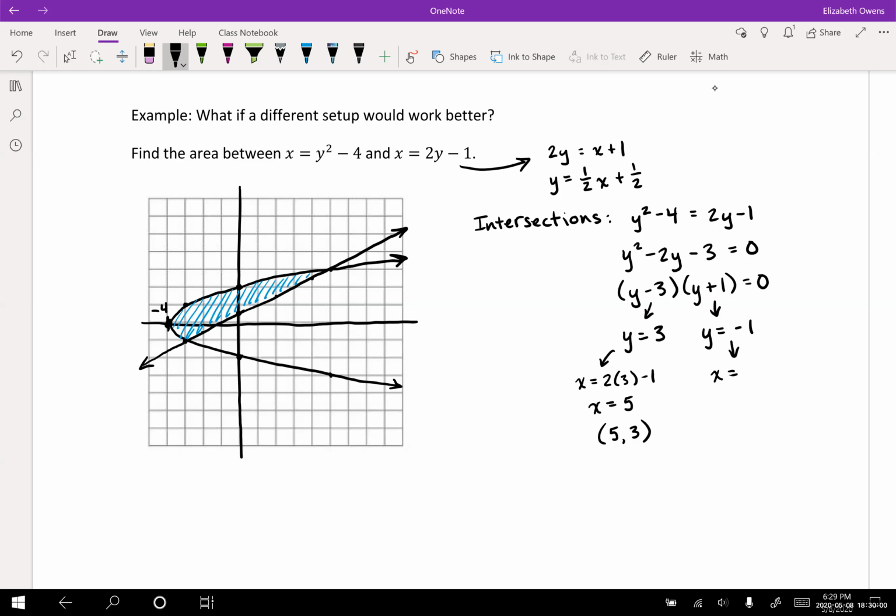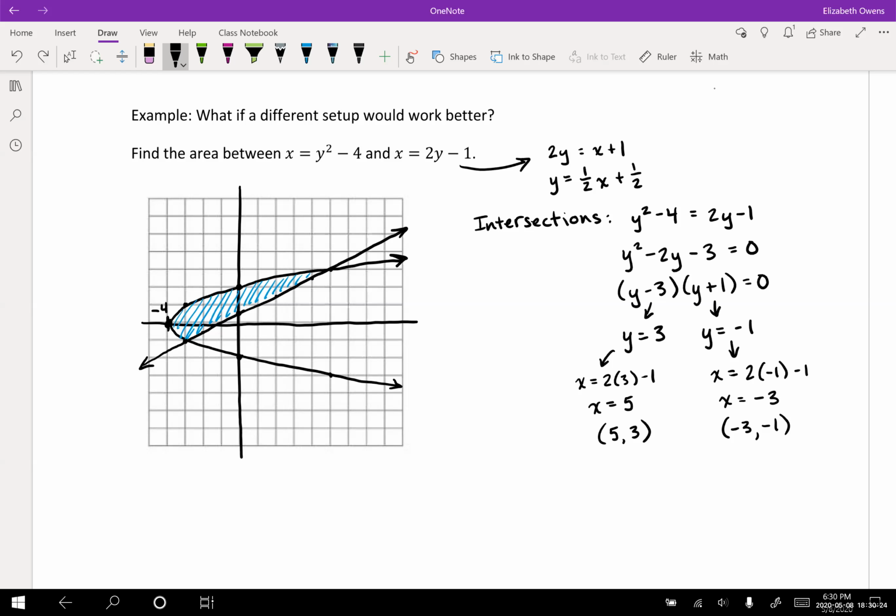Over here with y equals -1, x is going to be 2 times -1 minus 1. So that's where x is going to be -3. So (-3, -1), yeah, that point is also on our graph right here. So that's also good. Okay, so there are our intersection points.